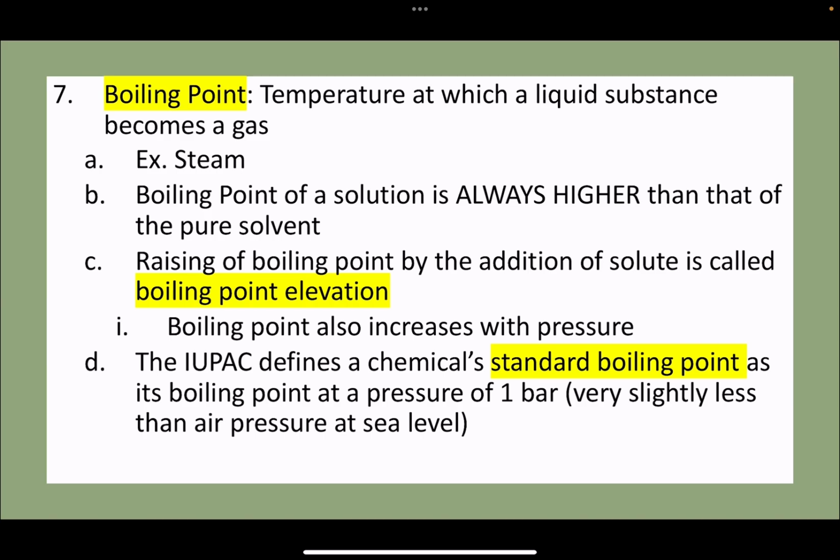But if we traveled up a tall mountain, there would be less air above our heads, so the atmospheric pressure would be less than that at sea level. Accordingly, the boiling point of water on top of Mount Everest is lower than its boiling point at sea level. There is a direct relationship between pressure and boiling point. This is why the IUPAC decides to standardize things by setting a standard boiling point.